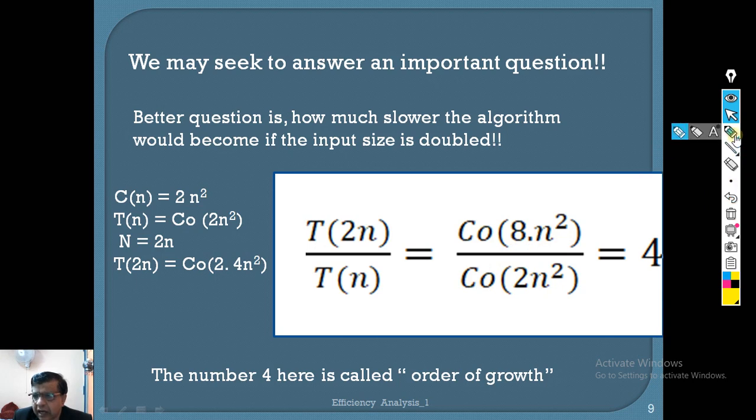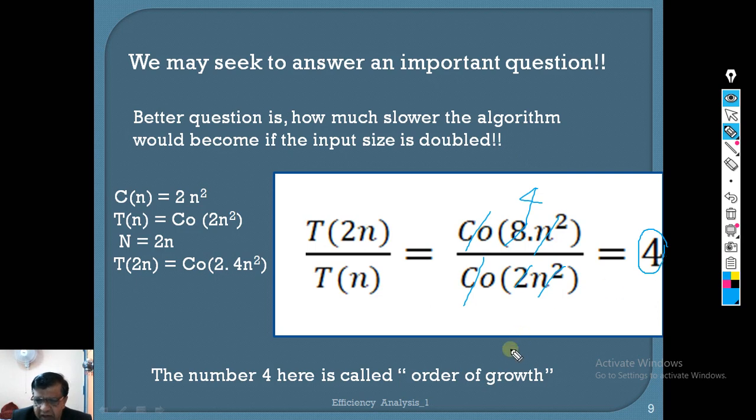I will literally do this because there is some kind of an intricacy over here. This and this will get cancelled. n square will get cancelled, and 8 by 2 will give us 4. Only a number emerges. This number is very crucial and very important, and this number speaks volumes about your algorithm's speed.